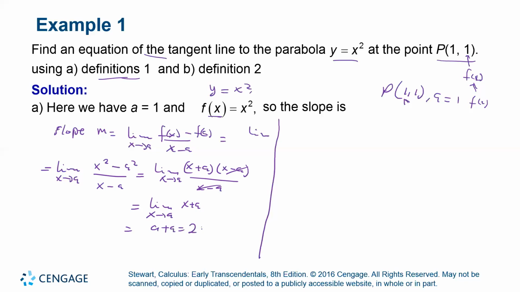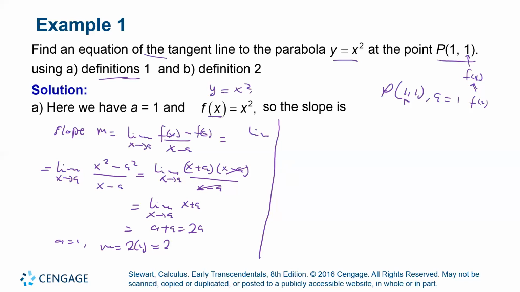A, which is what? 2a. Now, in this case, what is your a? A is equal to 1. Therefore, the slope is equal to 2 times 1, which is equal to 2. Now, I can solve the same thing in a different way.